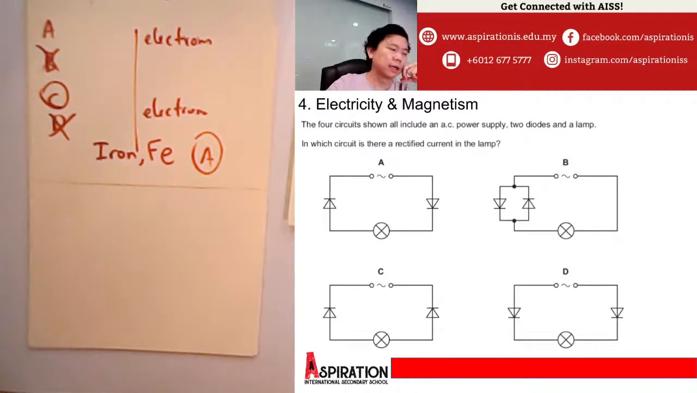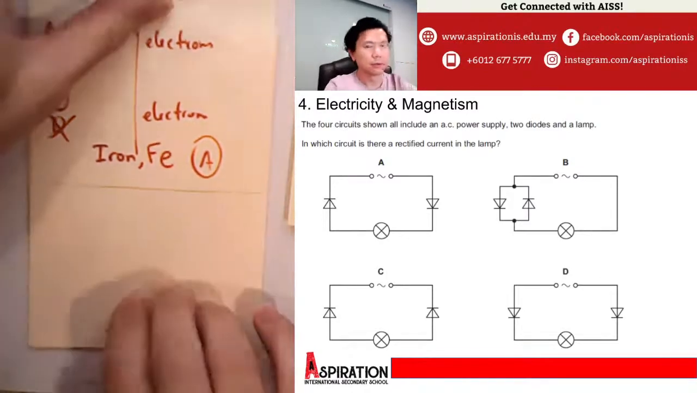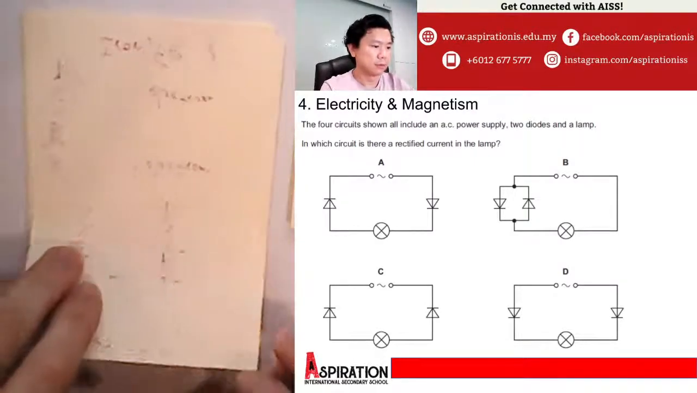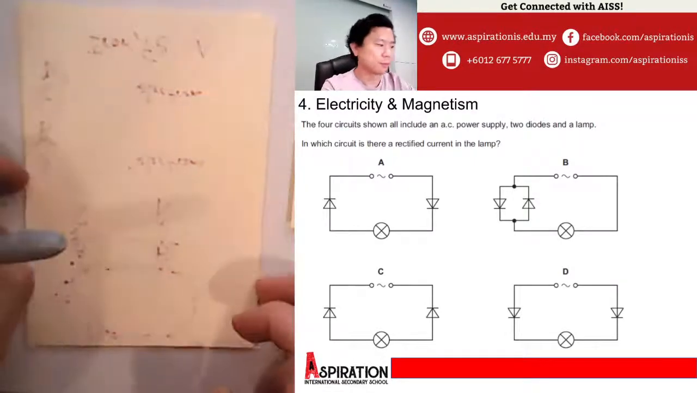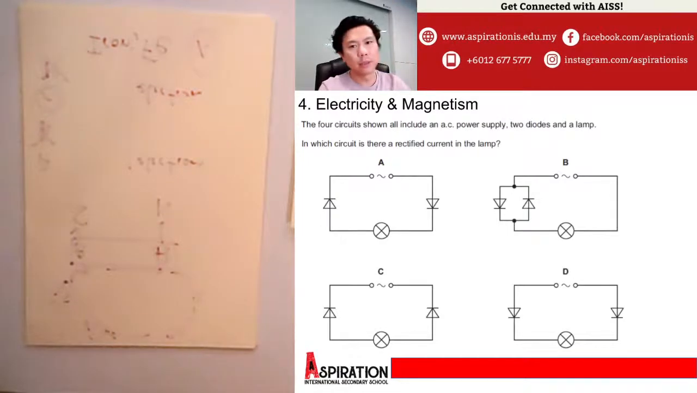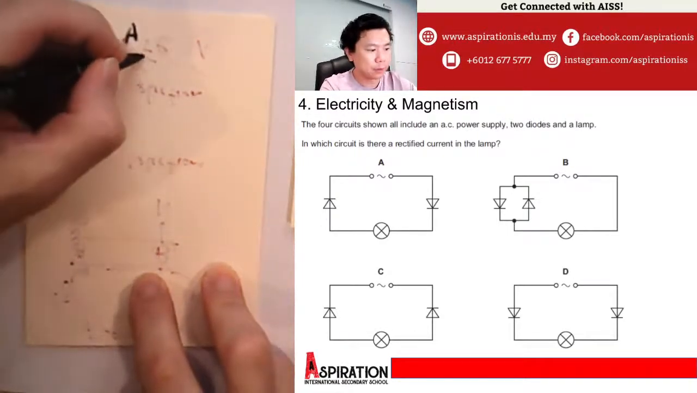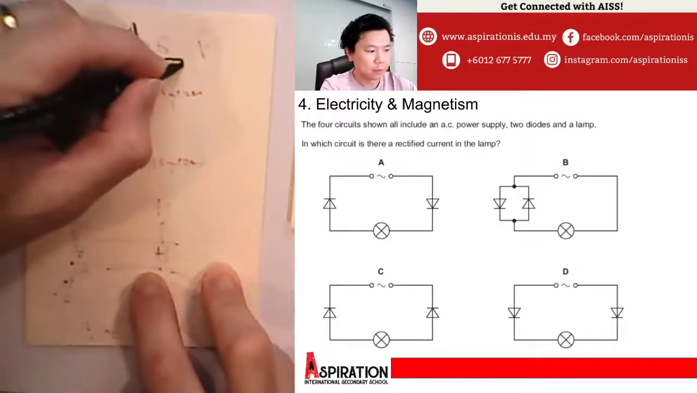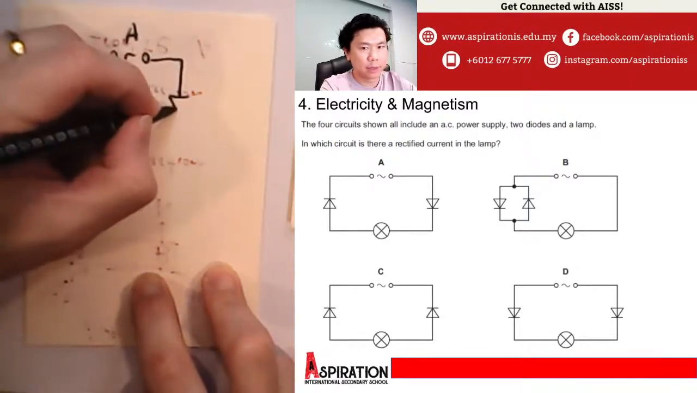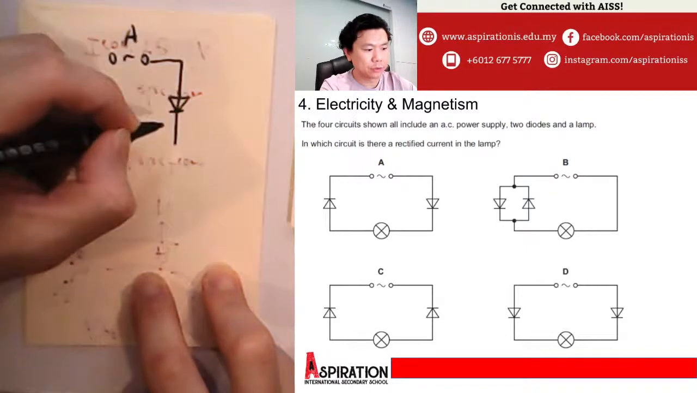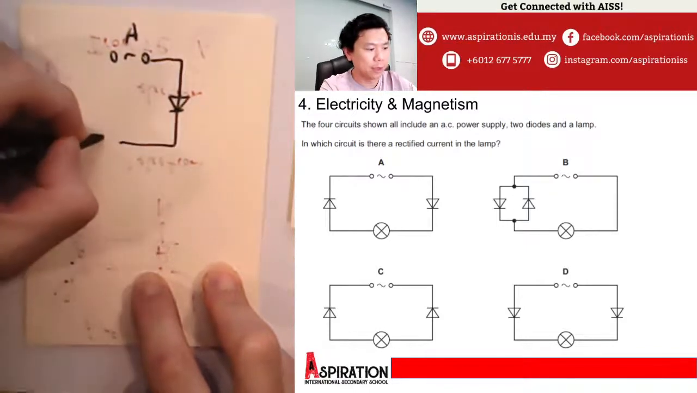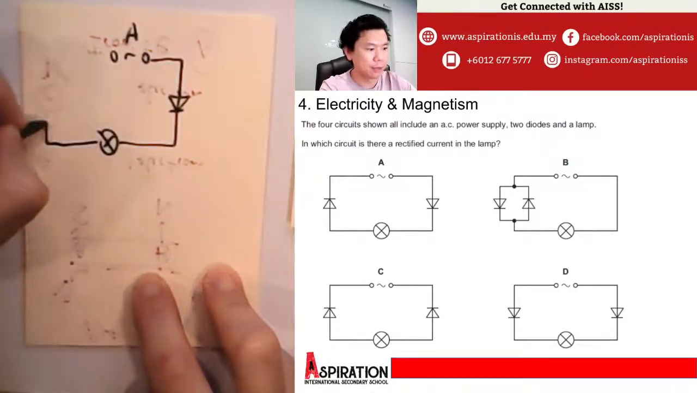So the answer is A, yeah. Sorry, Angsin. No, it's not B. It's A. So I'm going to illustrate A and B, yeah. So this is A. A is actually an example of half wave rectification, yeah, half wave rectification.